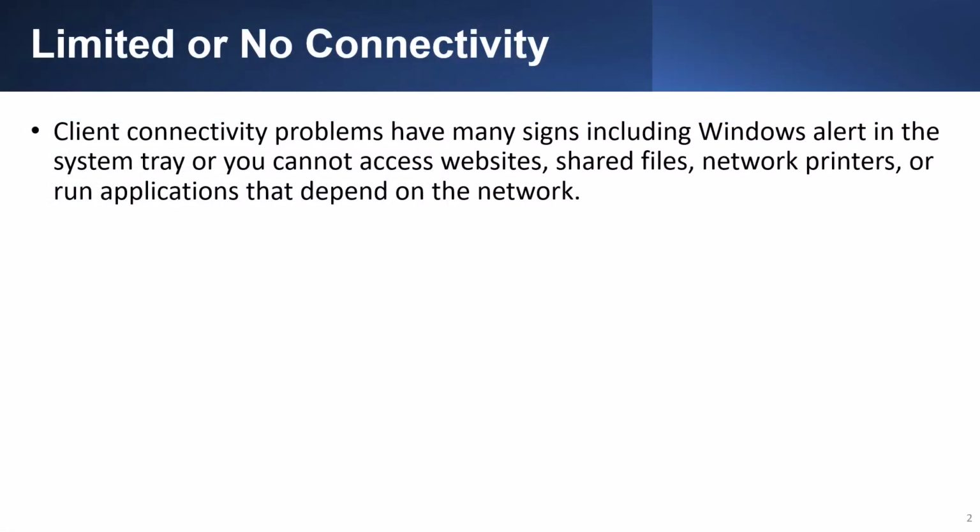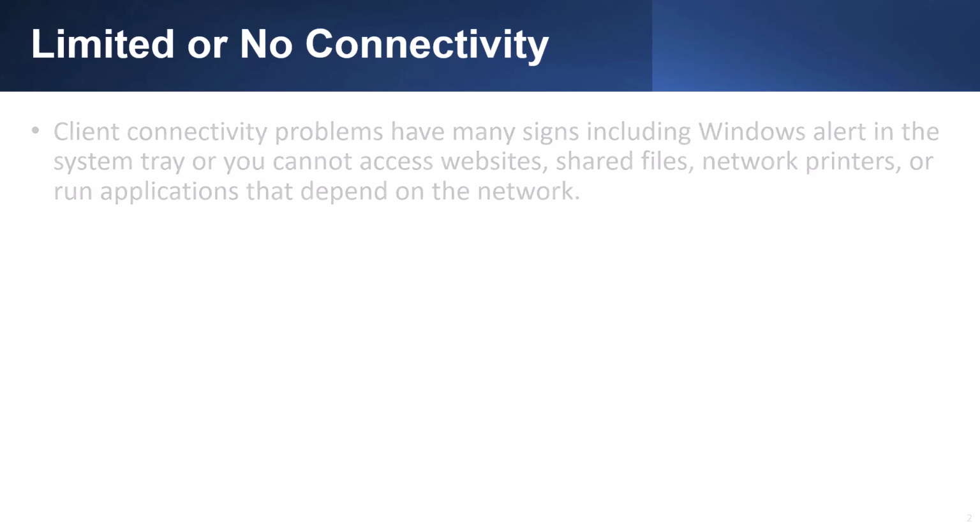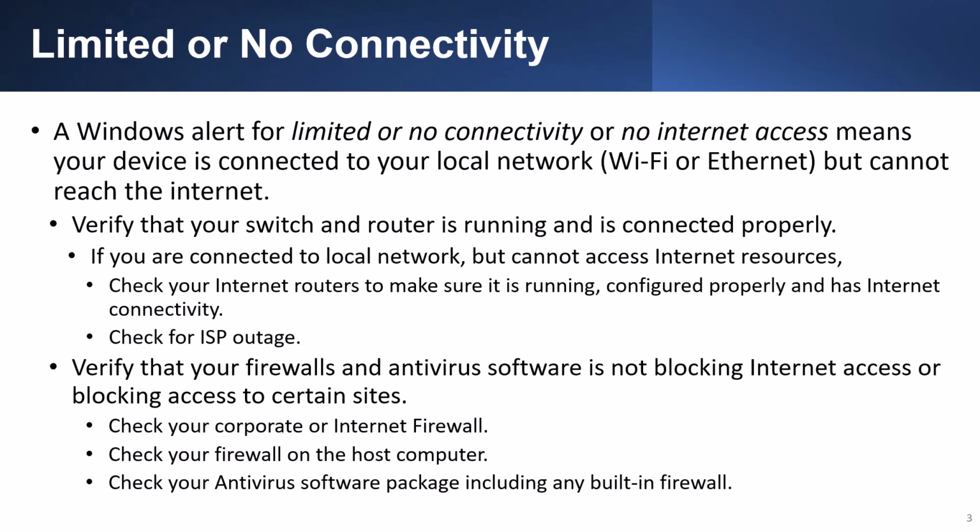Client connectivity problems have many signs, including Windows alerts in the system tray, or you cannot access websites, shared files, network printers, or run applications that depend on the network. A Windows alert for limited or no connectivity or no internet access means your device is connected to your local network, Wi-Fi or Ethernet, but cannot reach the internet.